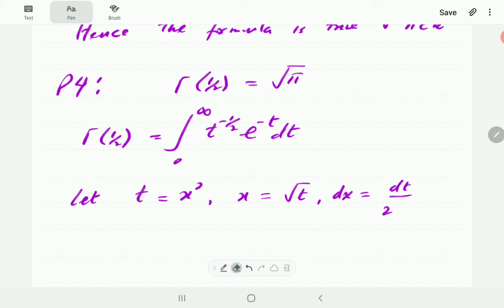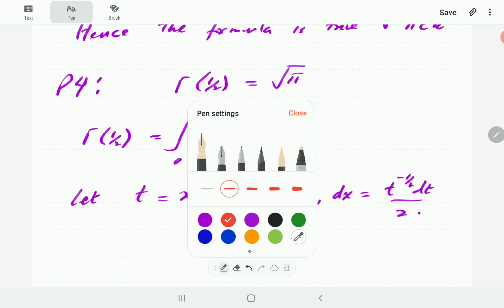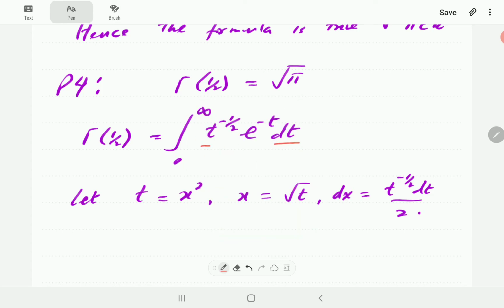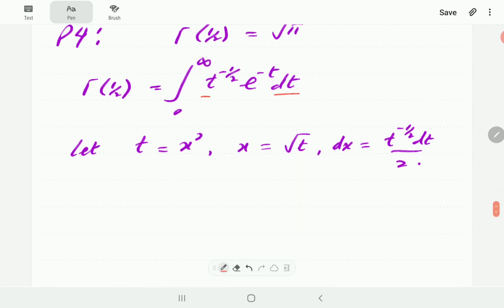Okay, maybe let me just write it like this. It is going to be t to the minus 1/2 dt all over 2. Okay, now we have t to the minus half dt there. That means t to the minus half dt is going to be 2 times dx.